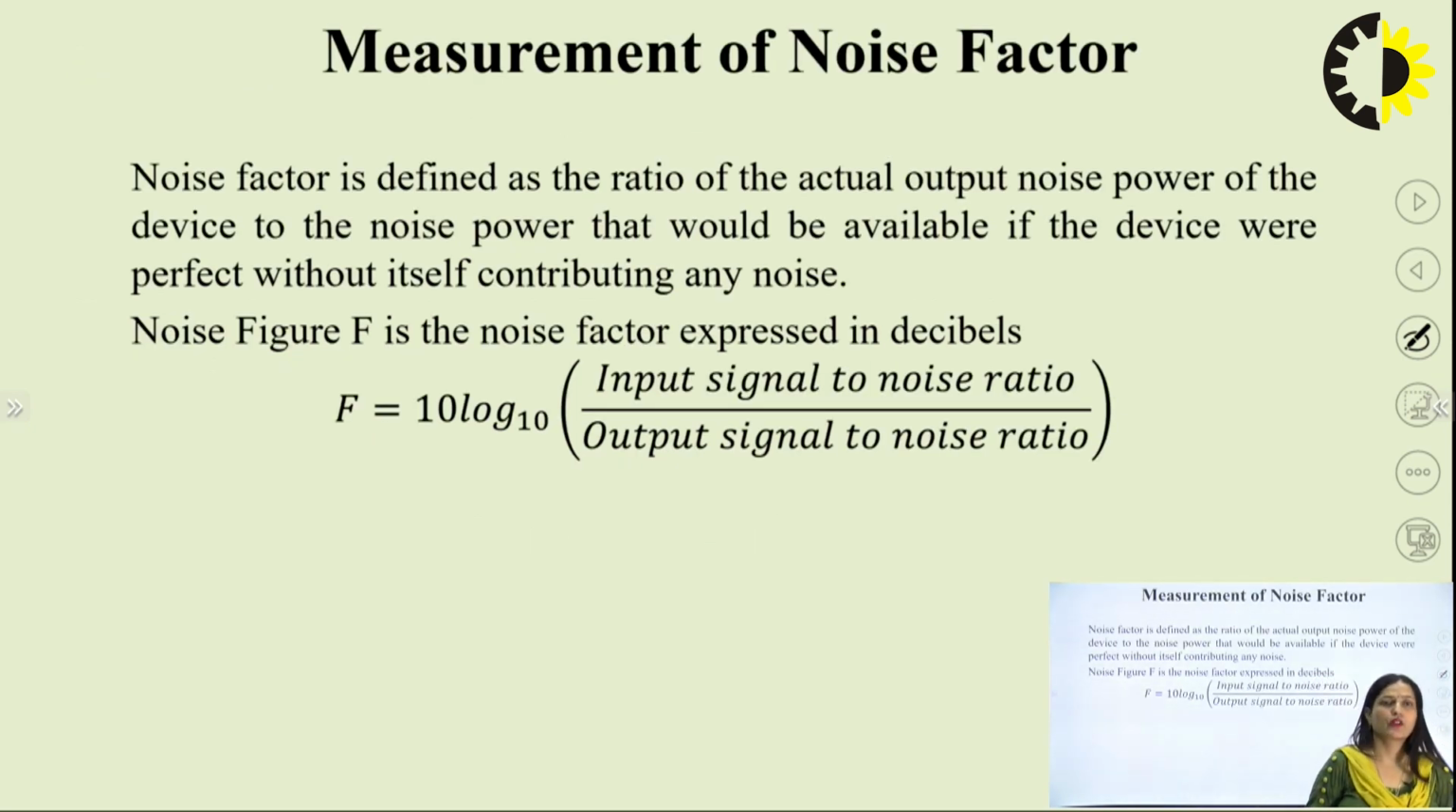Next is the measurement of the noise factor. Basically, the noise factor is defined as the ratio of actual output noise power of the device to the noise power that would be available if the device were perfect, without itself contributing any noise. It means the ratio of the device under test to the ratio of the device when it is completely ideal input. So noise figure F is the noise factor expressed in decibels. The unit of noise figure is the decibel, and it can be written as 10 log 10 of input signal to noise ratio upon output signal to noise ratio.